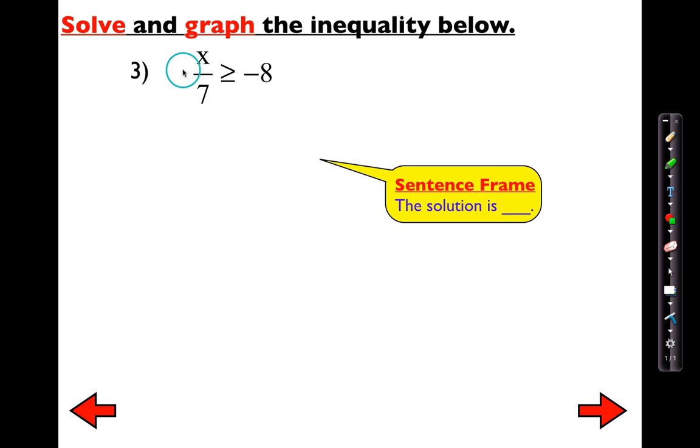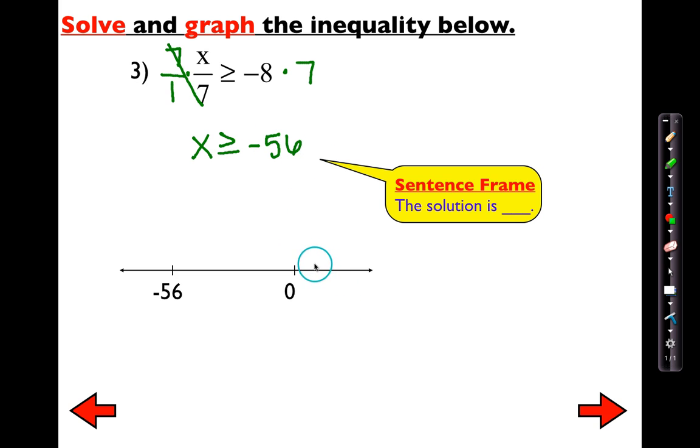I'm going to go ahead and multiply both sides by 7. This is applying the multiplicative inverse. Why am I doing this? Because it's going to create a 1 for me. By creating a 1, 1 times x is just x, which is going to isolate it for me, which is exactly what I need. So x is greater than or equal to negative 8 times 7, which is negative 56.